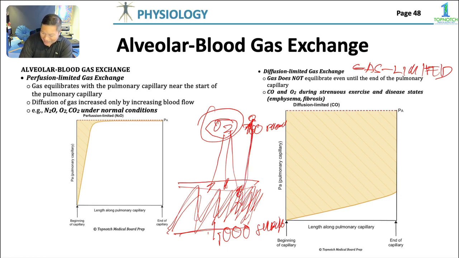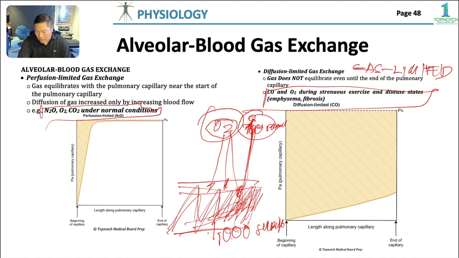So, ngayon, hindi ka na blood flow limited. You are now, okay, diffusion limited. The inherent characteristics of the gas is the one that limits gas exchange. Okay? So, perfusion limited gas exchange, on boards, you see this in the transport of gases at rest. Diffusion limited gas exchange, you will see this during the transport of gases during exercise and during diseased states.